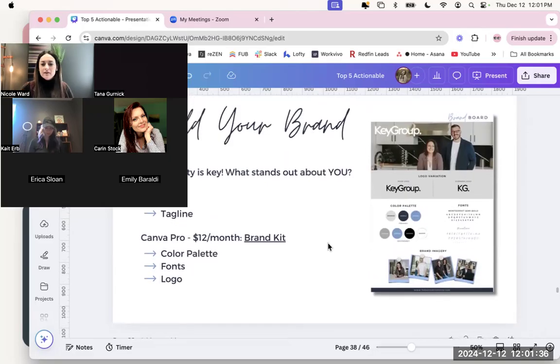How do you build your brand? Jump on Canva, pay the $12 a month, pick a color palette, pick fonts, make your logo, and then set it as your brand. And then everything you do from here on forward, keep it aligned with your brand. That's how you grow brand awareness.